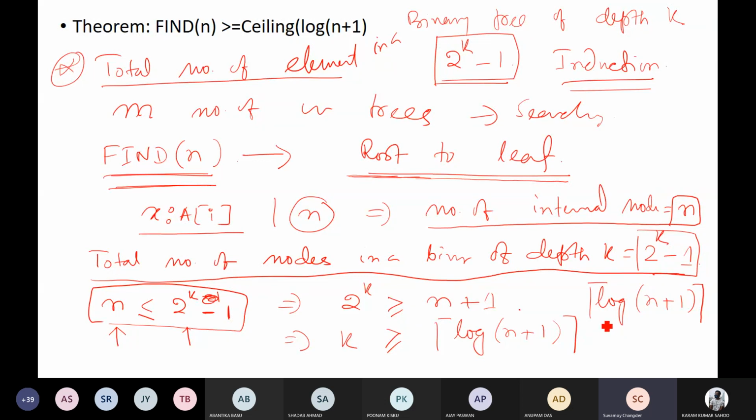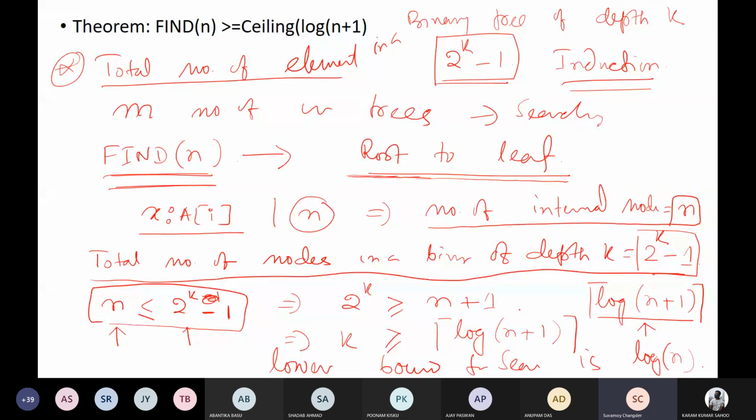Therefore, we can say the minimum number of comparisons required in the worst case is log of n plus 1. Hence, the lower bound for searching is log of n or log of n plus 1, anything you can write. Okay.